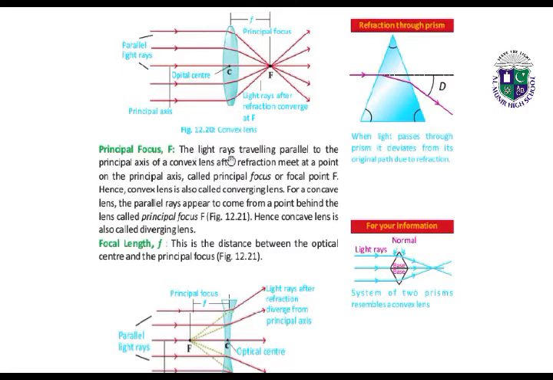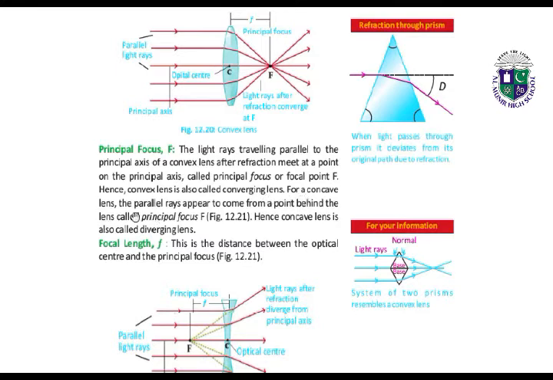So principal focus: the light rays traveling parallel to the principal axis of a convex lens, after refraction, meet at a point on the principal axis, and that point is called the principal focus or focal point. Light rays traveling parallel to the principal axis of a convex lens after refraction meet at the same point. Here we have the same point. We call it F. Hence convex lens is also called the converging lens.